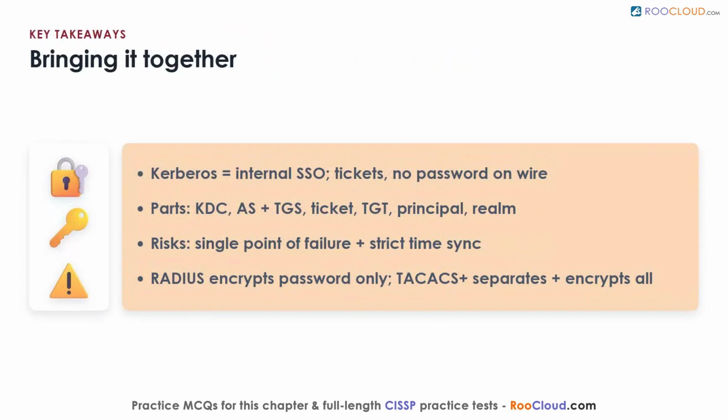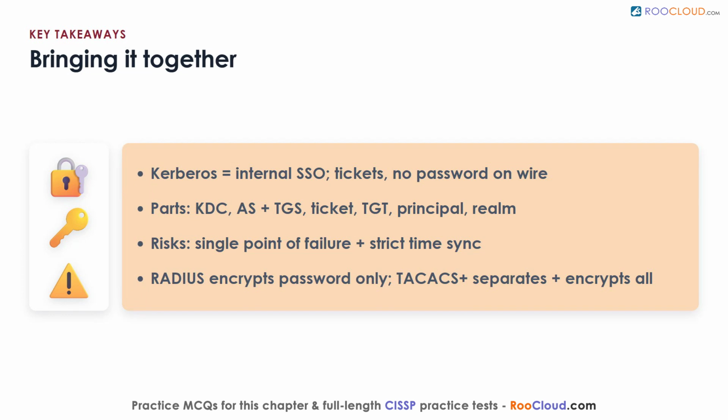So let's bring it together. Kerberos is the internal single sign-on workhorse, using a trusted center and encrypted tickets so your password never crosses the network. Its parts include the key distribution center, the authentication and ticket granting services, tickets, ticket granting tickets, principals, and realms. You log in once to earn a ticket granting ticket, then trade it for service tickets to reach resources. Its risks are a single point of failure and strict time synchronization.